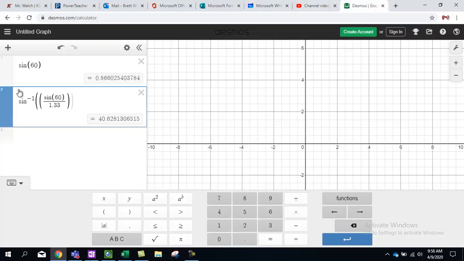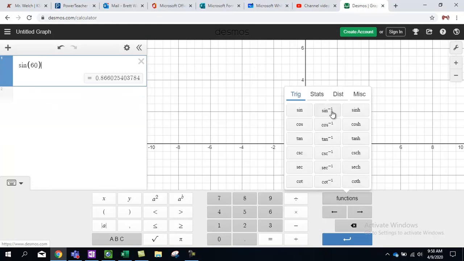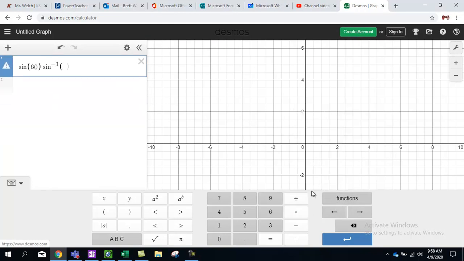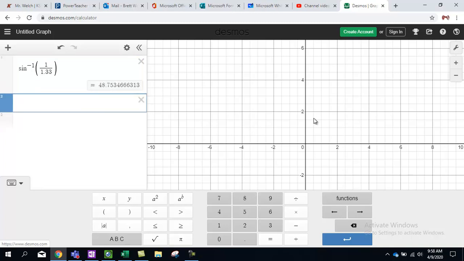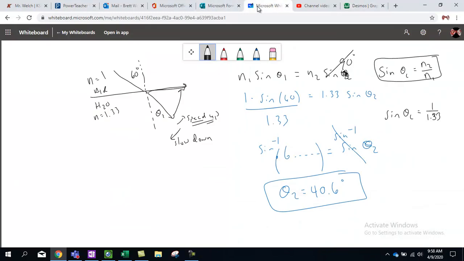So I'll go to Desmos real quick. Clear that out. Start over. All right, functions. Sine inverse of 1 divided by 1.33 is 48.8 degrees, or 49 degrees roughly. If you can get your angle set up to be at that 49 degrees, 48.8 degrees, the light will not leave the water.